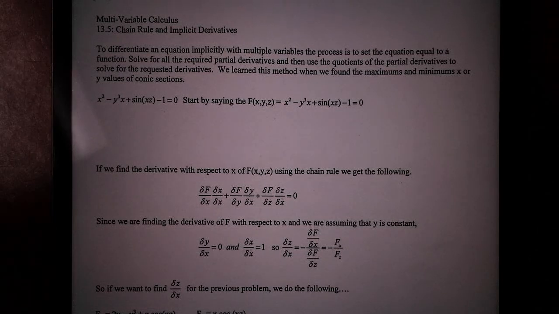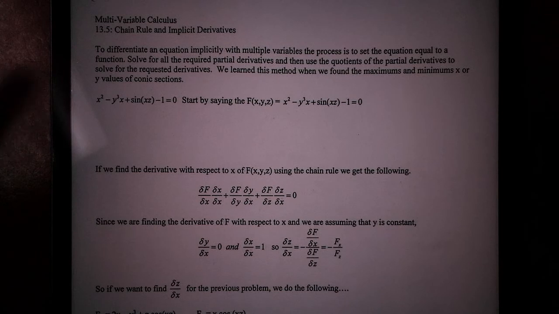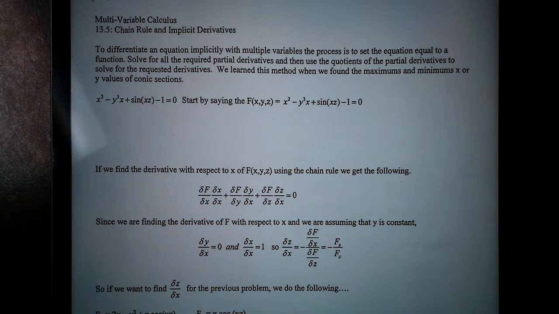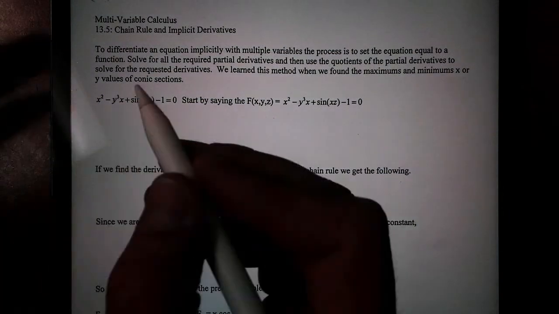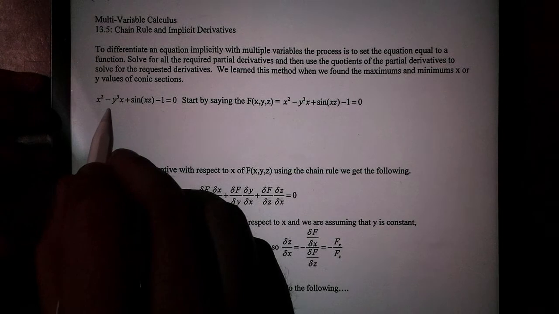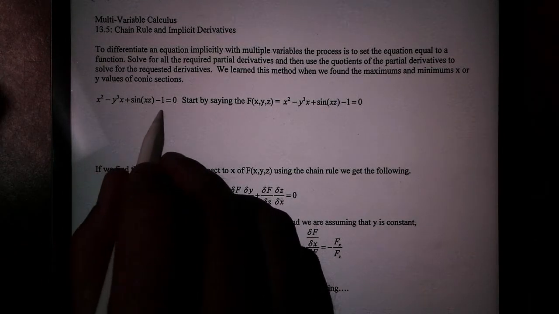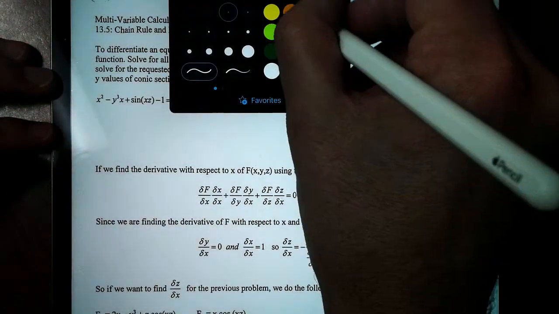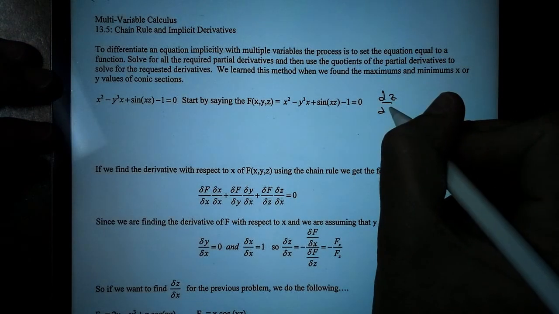Hey, welcome back. Today we're going to review chain rule and implicit derivatives. This is something we've talked about before in the past. So before we get started on what the directions here are telling us, let's just get started. Let's say we have this function: x squared minus y cubed x plus sine xz minus 1 equals 0. And what we're asked to find is the partial of z with respect to x.